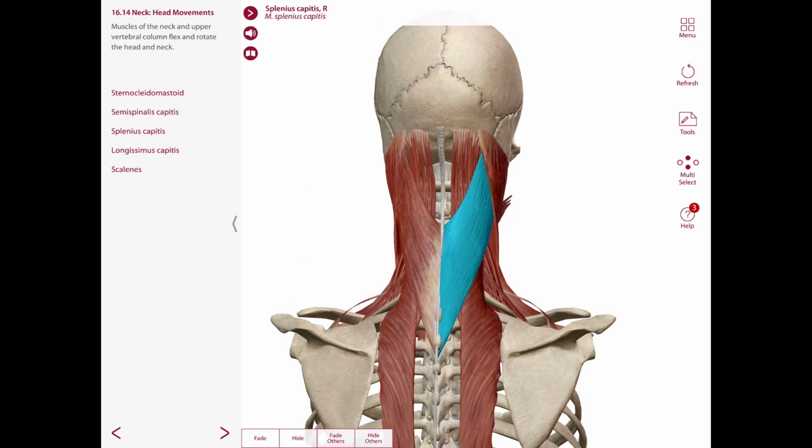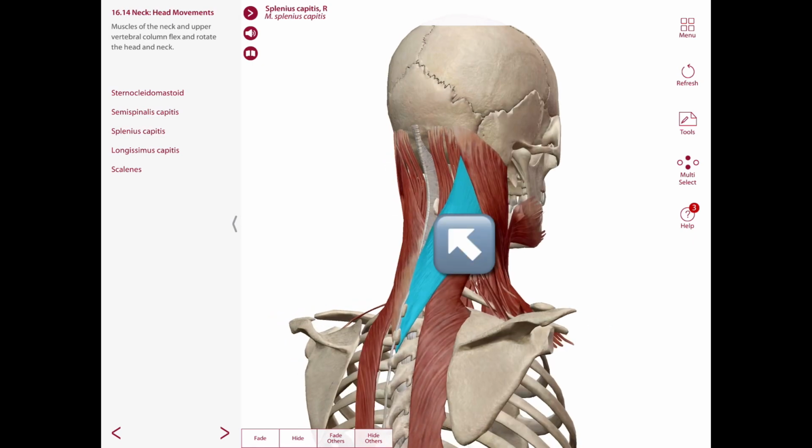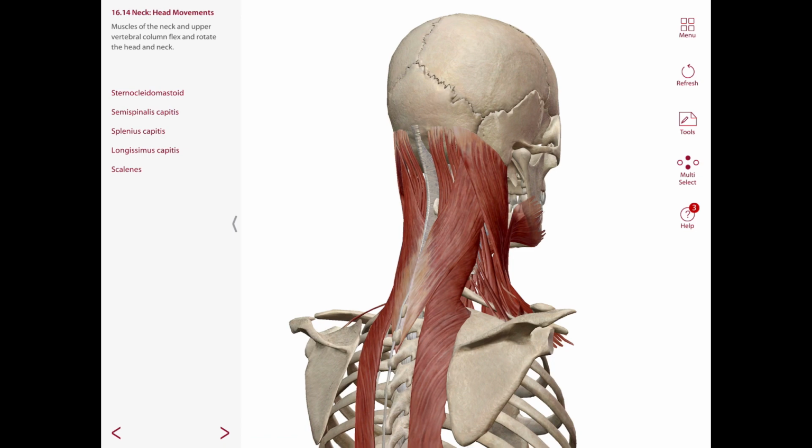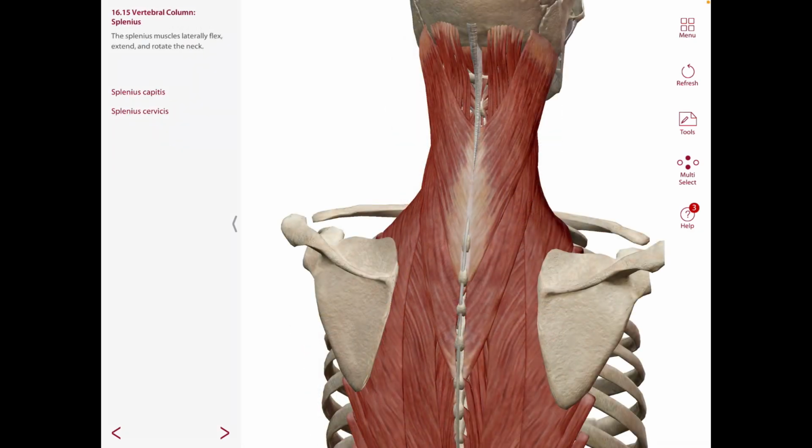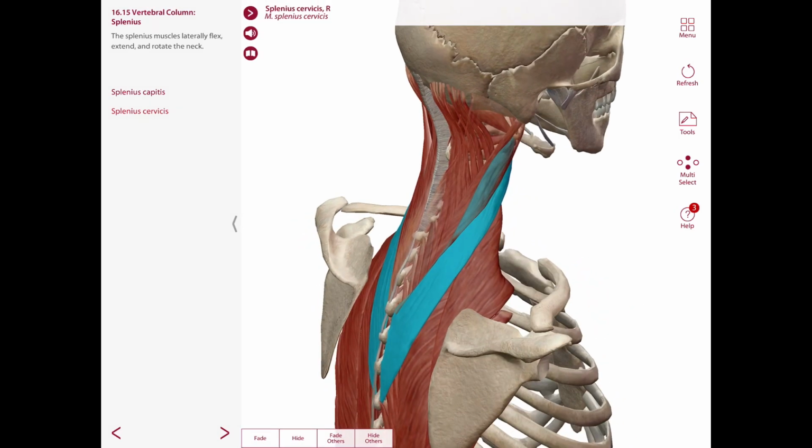So here we have the splenius capitis. The origin of this muscle is the ligamentum nuchae and the spinous processes of C7 to T3. The insertion of this muscle is into the lateral part of the superior nuchal line and the mastoid process.